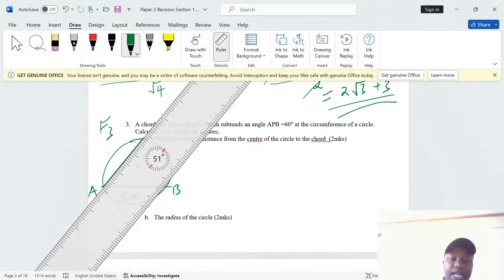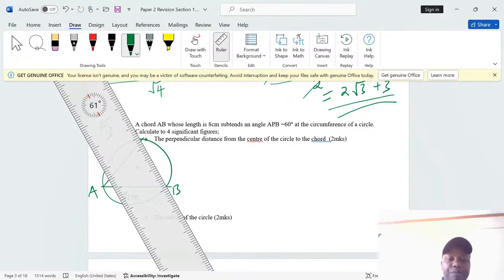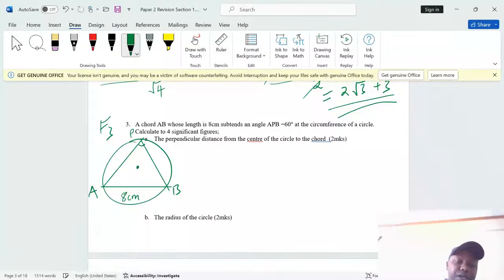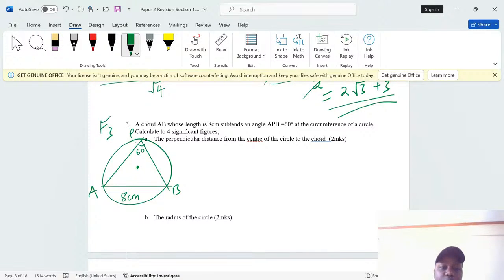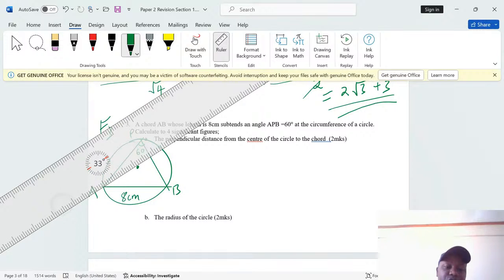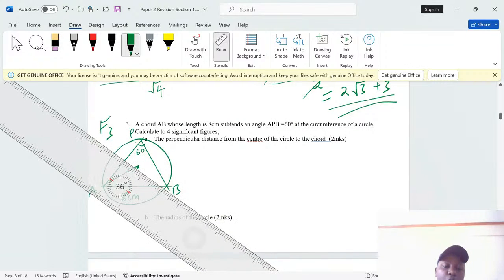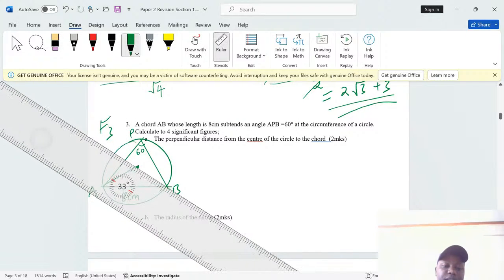So if the chord subtends an angle of 90, then we can have this diagram now behaving this way. Yes, this is a point P where we are having 60 degrees. When a chord subtends an angle at the circumference, the same chord is capable of subtending an angle which is double that one at the center. So if we have the center of this circle here, then the same chord will be able to subtend twice the angle at the circumference.